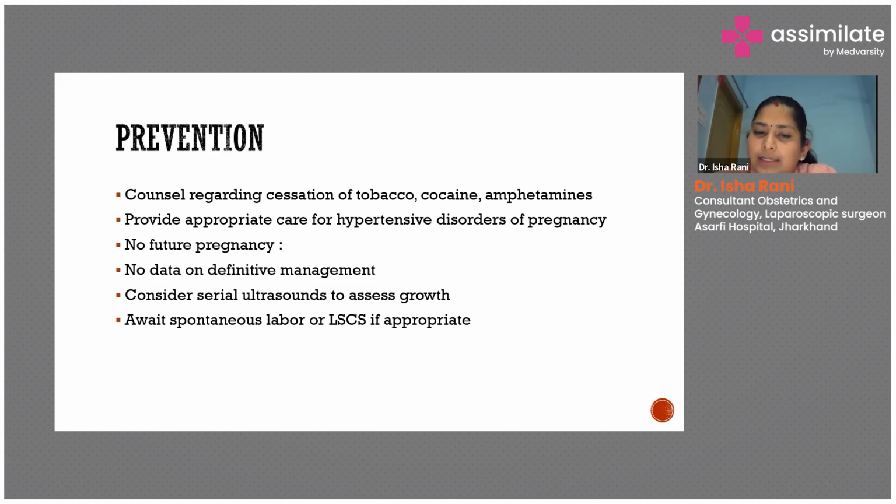Prevention is less likely, but still we can counsel patients if they are in the habit of consuming tobacco, cocaine, or smoking. We can counsel them regarding avoiding that. If they have a history of abruption in a previous pregnancy, we can give them the cues when they should be suspicious and report to the hospital immediately. If they have developed hypertensive disorders, whether they are hypertensive from before or have developed preeclampsia, better surveillance and better control of hypertension has to be done.